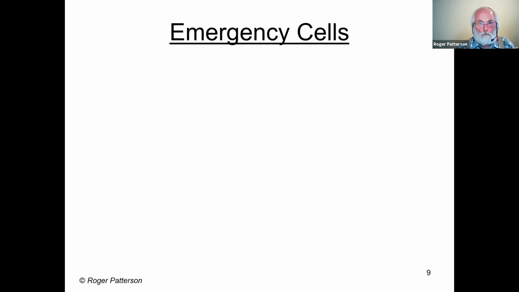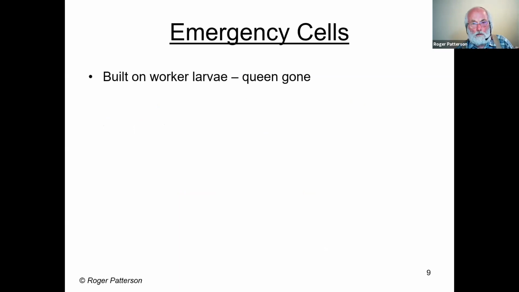They're not. So emergency cells, these are built when the queen has gone, she's disappeared for whatever reason, and the bees build them on worker larvae, which up to about 5 days from the laying of the egg is apparently identical. The first 2 days of feeding apparently is identical for both workers and queens. I have to say they are very rare in the wild.